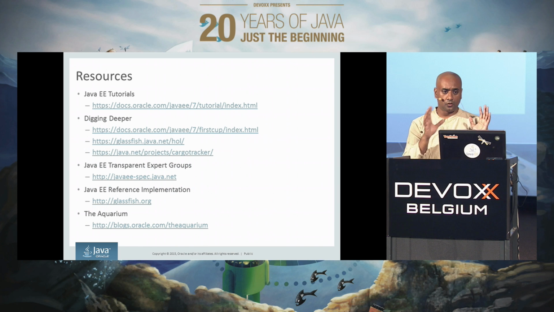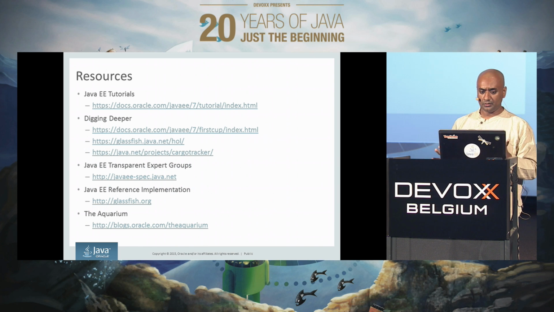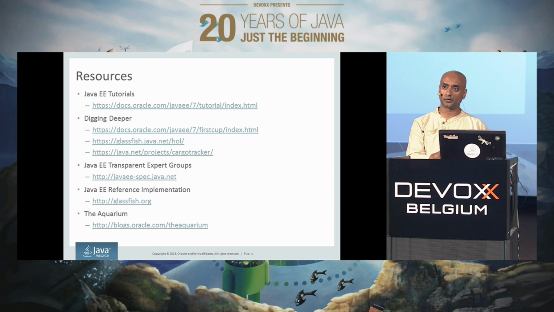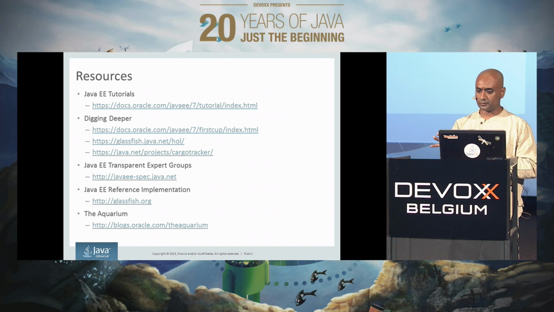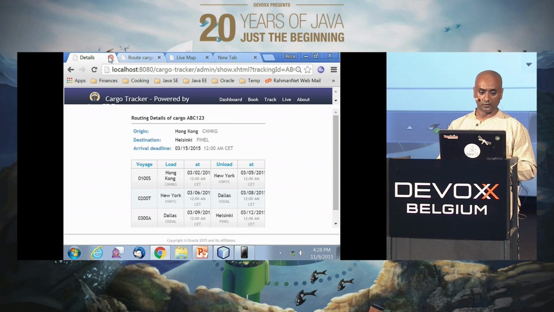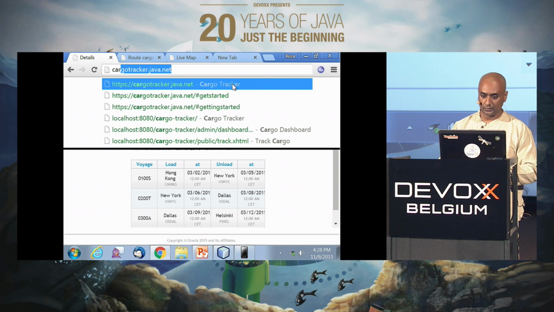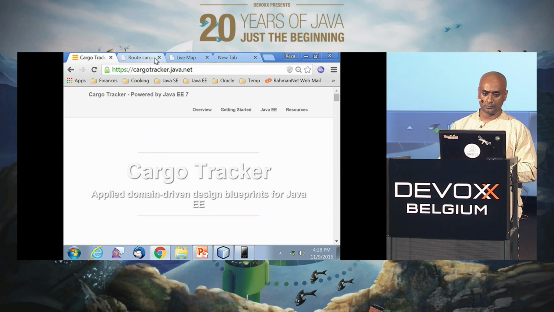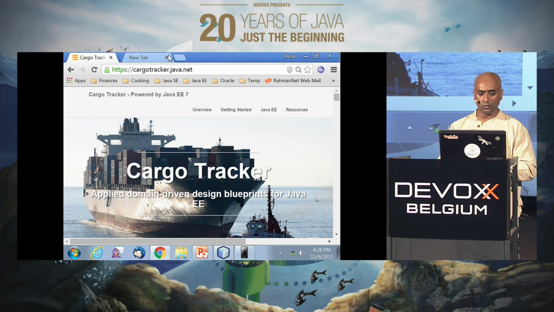Okay, so all of that done. Let me again point you to the resources, remind you of the resources that you can use going out of this presentation. First and foremost is the Cargo Tracker website. You can reference it as java.net projects cargo tracker, or a much simpler URL, simply cargotracker.java.net. Again, it'll tell you a whole bunch of information about this project.